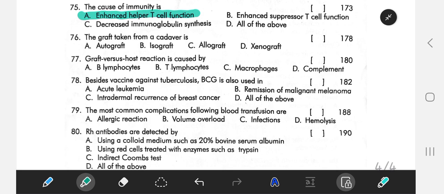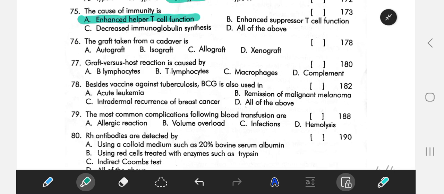76. The graft taken from a cadaver is option A, autograft, B, isograft, C, allograft, D, xenograft. The graft taken from a cadaver is allograft.